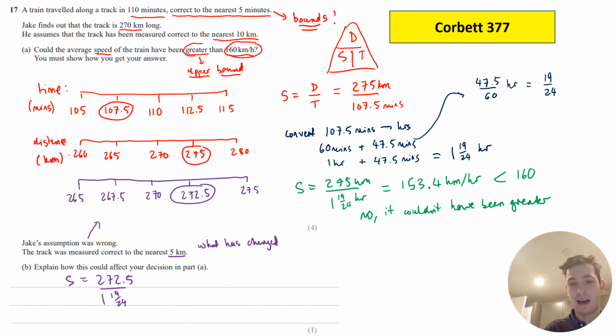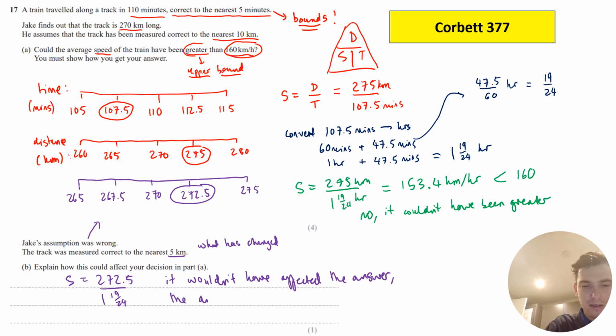But actually, if you think about that, because the numerator is smaller, the answer would have been smaller. So we would have said it wouldn't have affected the answer. And why? Because the answer would have been smaller, because the greatest possible distance would have been smaller. So that's what I would need to say. Let's go to the next question.